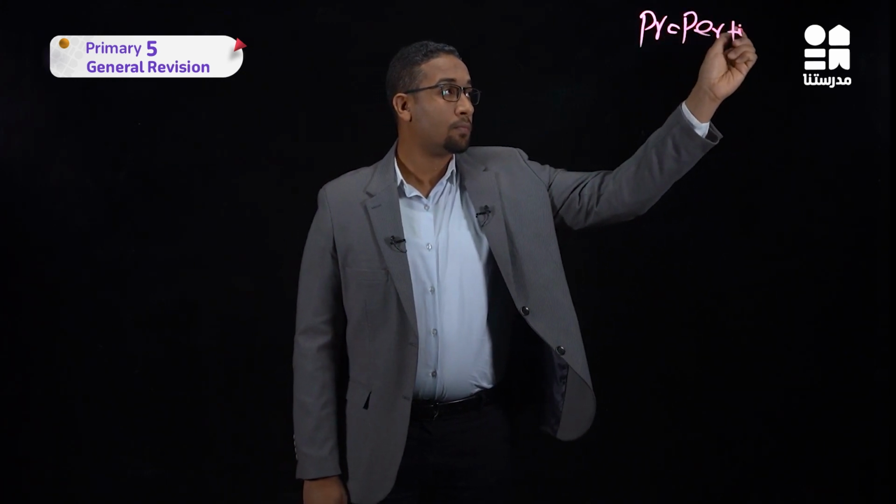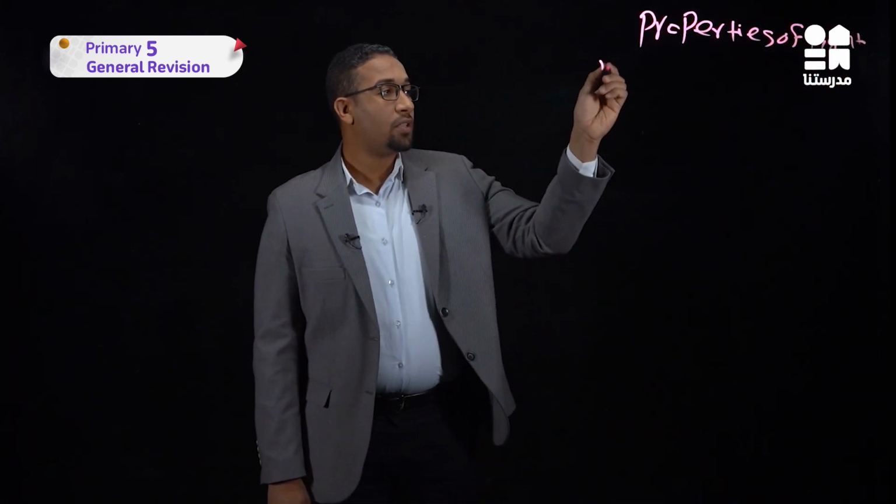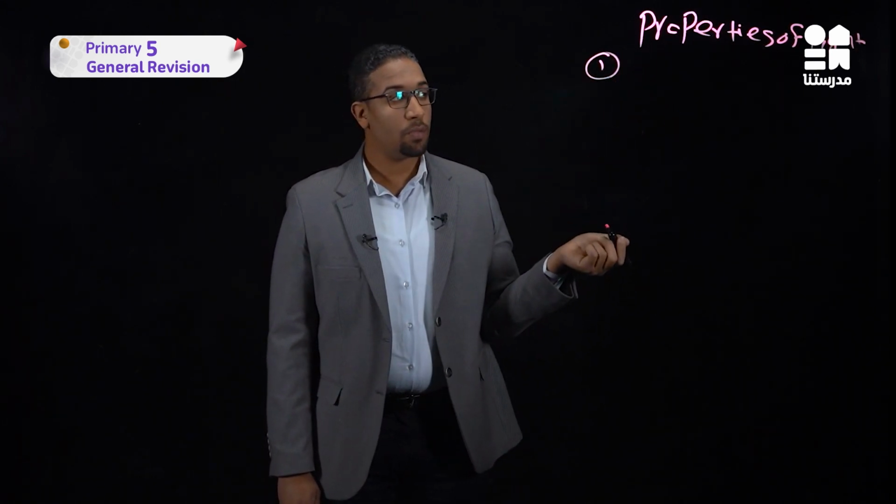In the summary, we will review properties of light. And we may confuse between the different properties of light. Light has 5 properties. So let's start with properties of light. Property number 1, traveling of light in a straight line, if you remember.